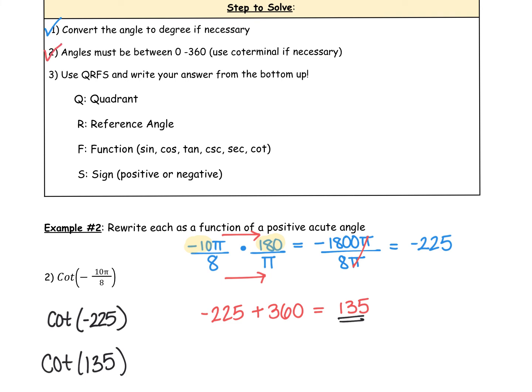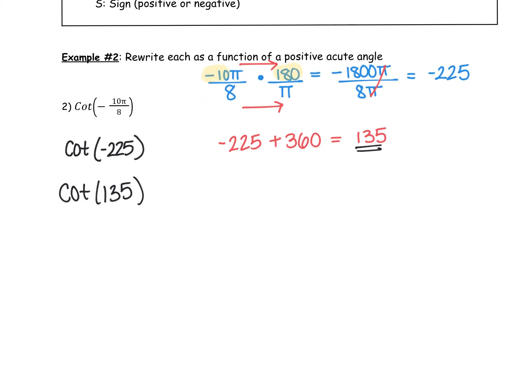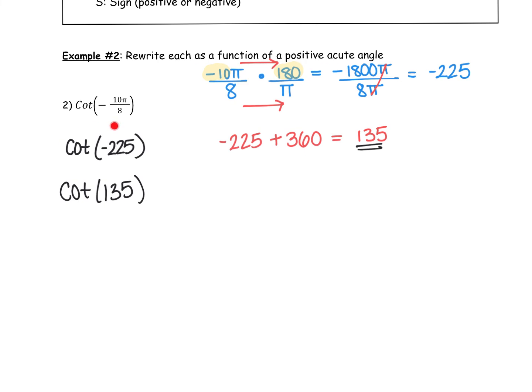And now we're going to do step 3. Now we're going to write quarters or forsotas. So with this problem, we really needed a little bit more work ahead of time. We needed to change it to degrees, and then we needed to make it work with something that I could work with. So Q, R, F, S. Q stands for quadrant. We're just going to draw a picture. So 0, 90, and 180. We know that 135 will have to be an angle in quadrant 2.